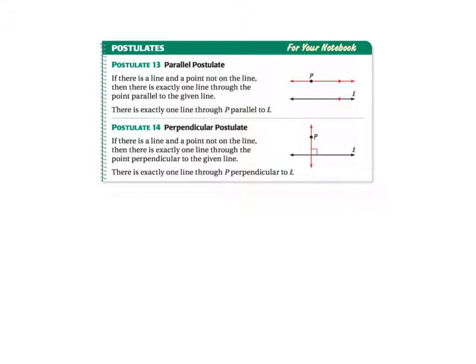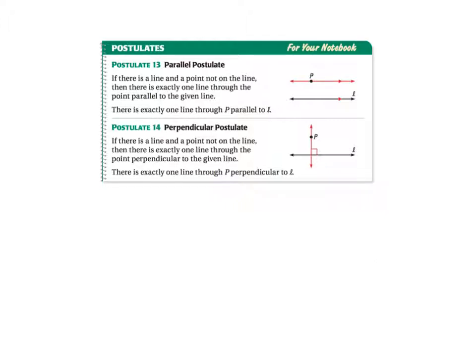Now remember, we have a lot of postulates and a lot of theorems that we already know that we can now use in the proof process anytime we need to prove anything we're asked to. So these are just 2 more to add to your arsenal of different reasons you can have in the proof process. The first postulate we're going to look at today is postulate number 13, the parallel postulate.